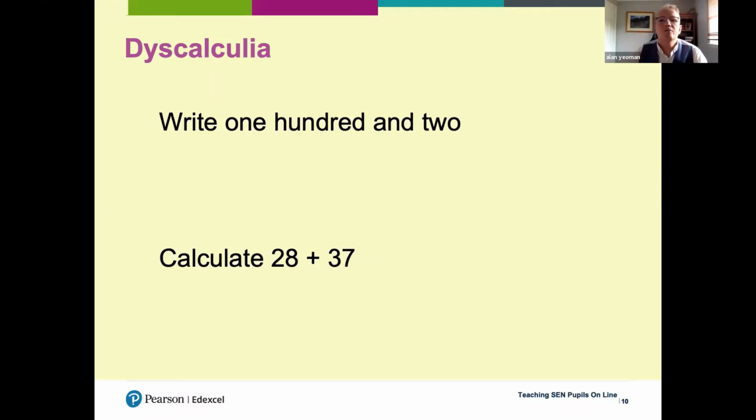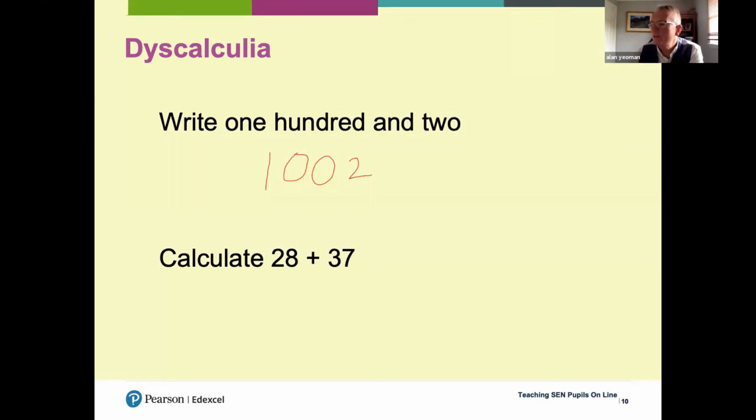But children with dyscalculia, I'm just going to try and annotate on here. Here we go. I'm sure lots of us have seen children doing things like this. I guess some of you might have done this as well when I asked you to do it wrong. Right, 100, there's my 100, and there's my 2. Place value has gone out the window because as far as they're concerned, they have written 102. And the other one, 28 add 37.